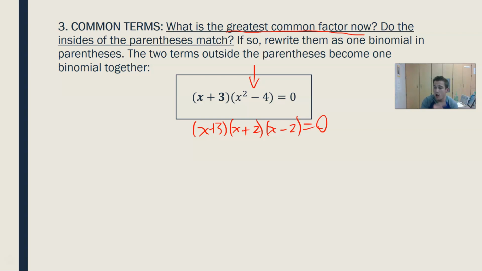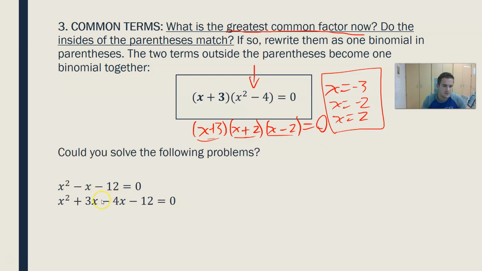Now I could solve this. I could draw approximately what the graph looks like, and I know how many solutions it has: 1, 2, 3. And now that I have these three factors multiplied together set equal to 0, I can find each of those solutions. In this case, those solutions would be negative 3, negative 2, and positive 2. When I set each of these terms equal to 0, I get those solutions. That's pretty cool.